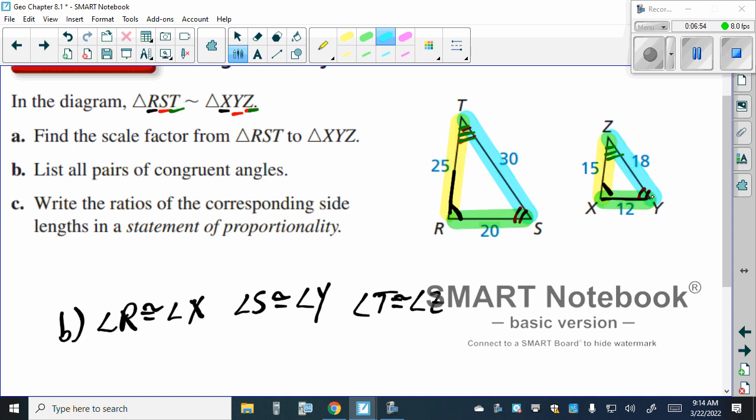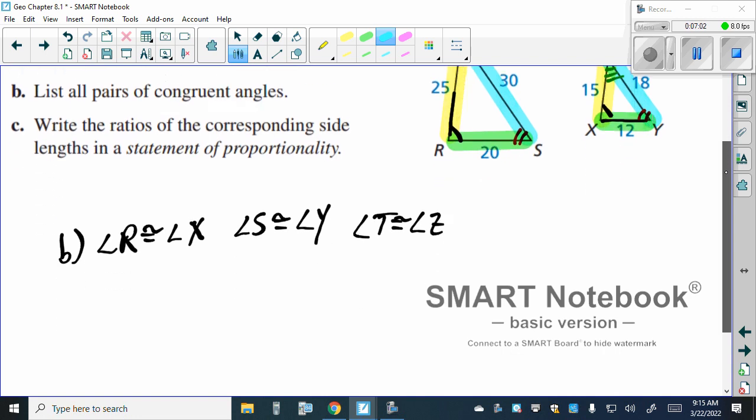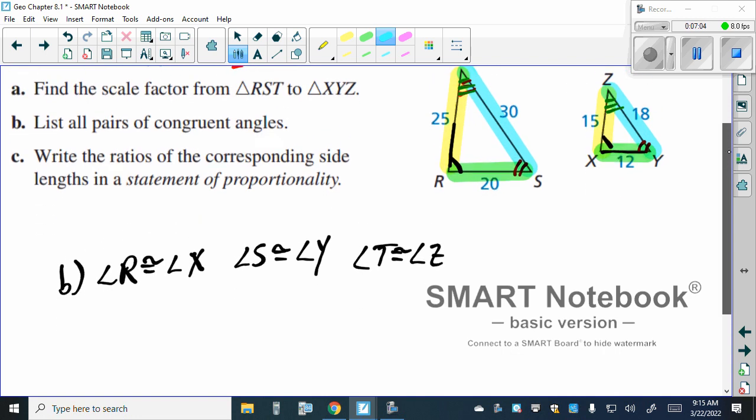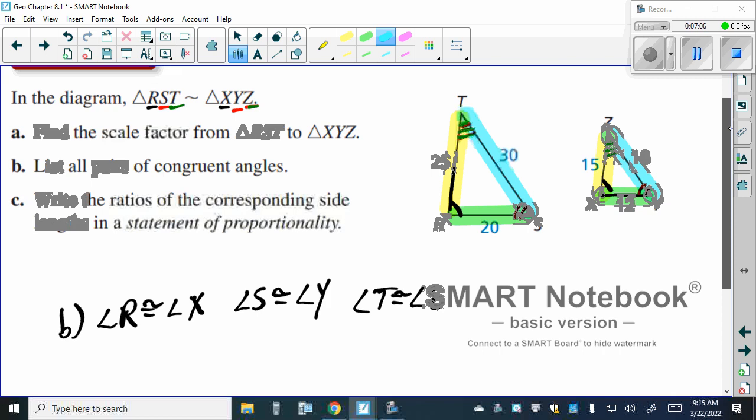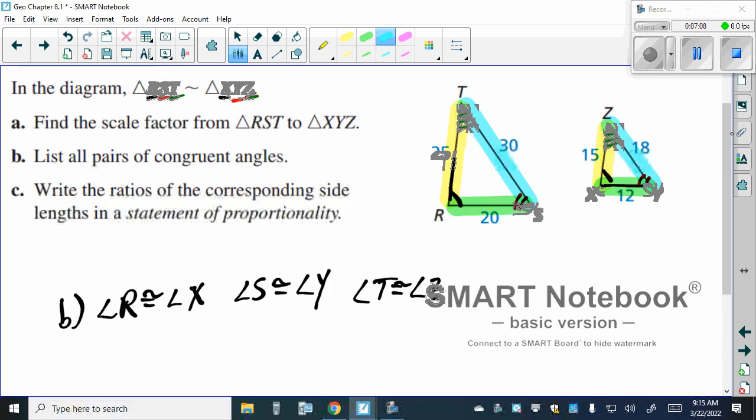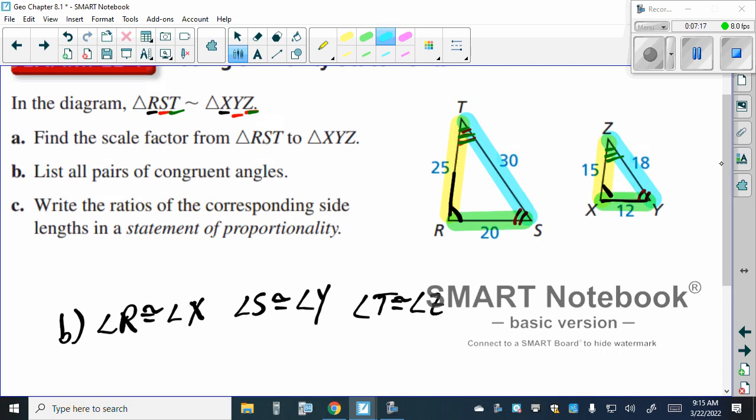These are the sets of sides that match up, and their lengths, when we compare them, actually give us our scale factor, our corresponding set. And we can use these to write the ratios. Because if we want to write the ratio of sides, we're looking at RT and XZ.